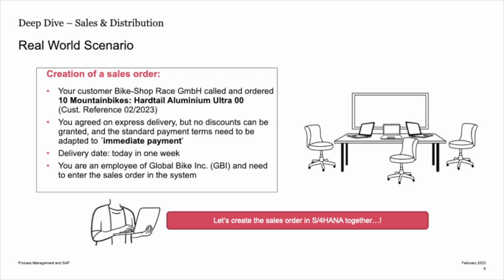Here we have the instruction that a customer is calling you and wants to order 10 mountain bikes, with a certain customer reference, and you agreed with the customer on an express delivery. But in return, you tell the customer that in this case you cannot grant any discounts and that immediate payment is required. The delivery date should be today in a week, and as you are an employee of Global Bike Inc., you need to create the sales order in the S/4HANA system. So let's do that.